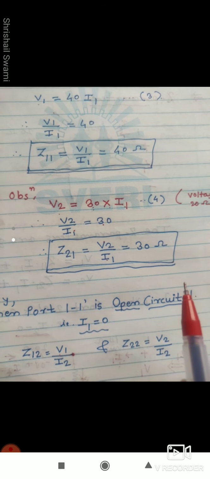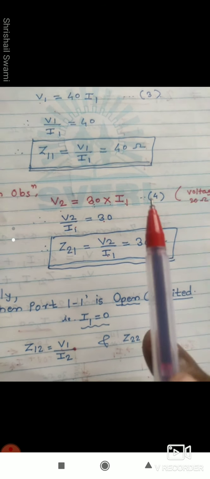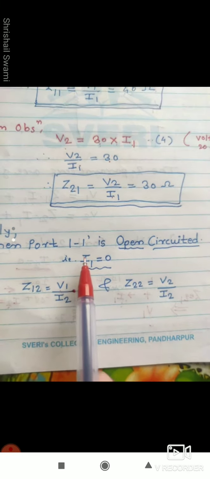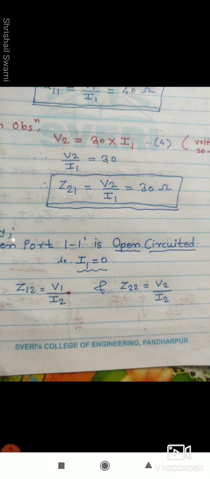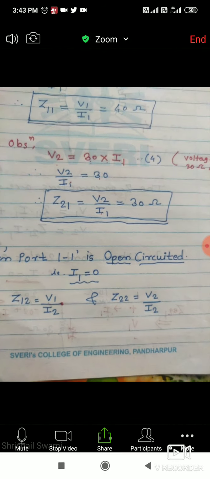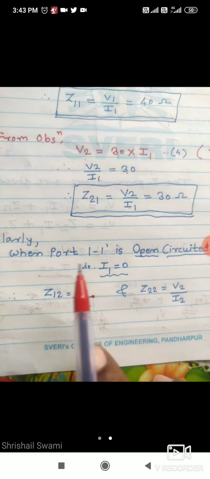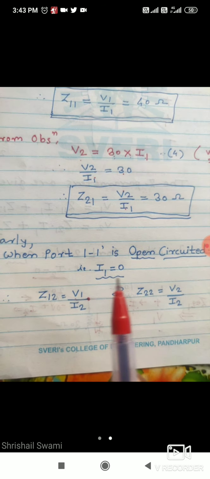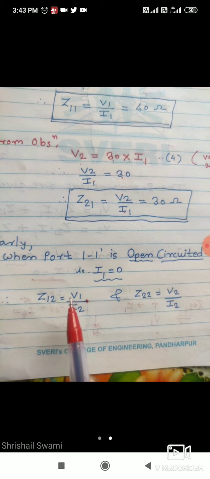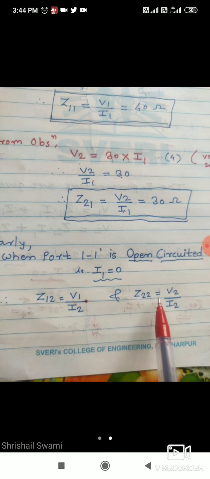Do you understand? So by making I2 equal to 0, that is by making second port open, you got two parameters, Z11 and Z21. Similarly now, when port 1 dash is open circuited, that is I1 is equal to 0, Z12 equal to V1 upon I2 and Z22 is equal to V2 upon I2.